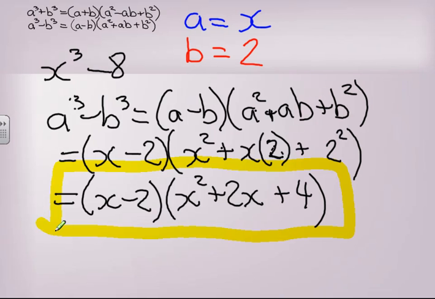Now, if you had x cubed plus 8, all you would be doing is changing around some of the positives and the negatives, and it should work the same.